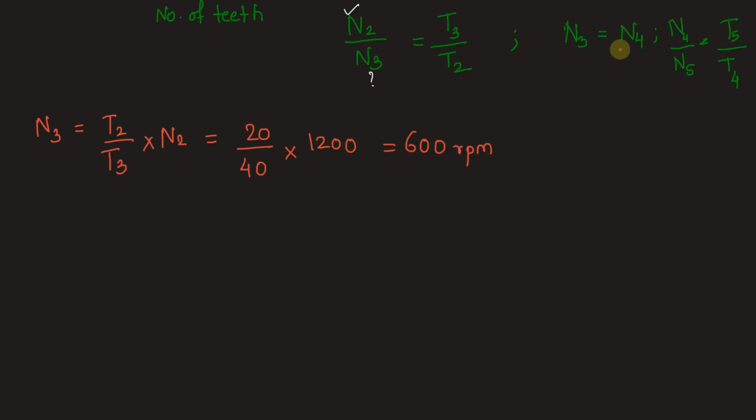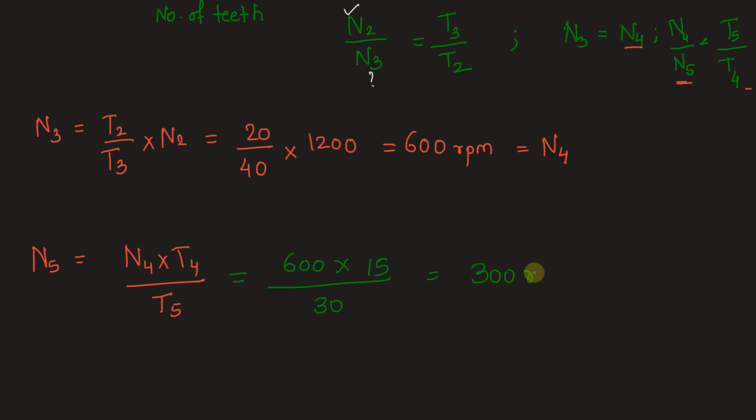Now from here we know that N4 is also 600 RPM. Now using this last relation we can find out N5. So N5 will be equal to N4 into T4 by T5, which is equal to N4 we found out 600, T4 is given to be 15 and T5 is given to be 30. So we have value of N5 as 300 RPM, revolutions per minute.